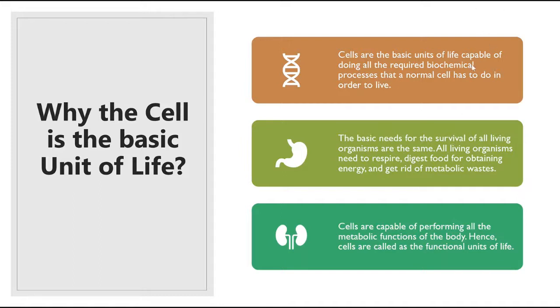So cells are the basic units of life, capable of doing all the required biochemical processes that a normal cell has to do in order to live, right? And what are these biochemical functions? They are respiration, digesting the food, getting rid of the metabolic wastes, and obtaining energy, of course. Cells are capable of performing all the metabolic functions of the body. Hence, the cells are called the functional units of life. So if the question is asked why the cell is the basic unit of life, here lies the answer.